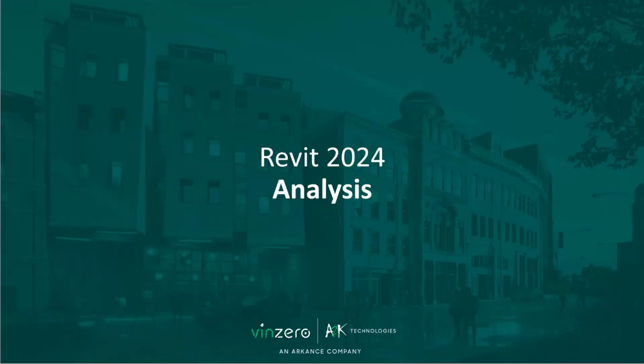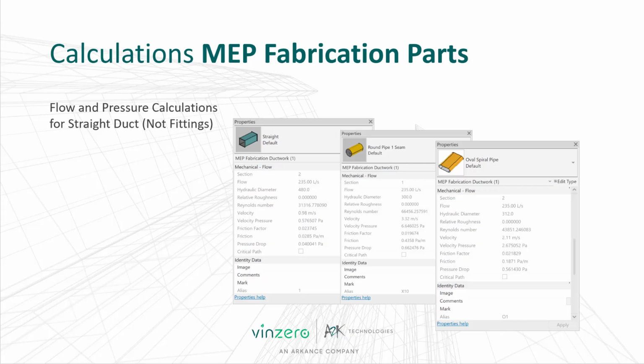Revit 2024 Analysis. Flow and pressure calculations from MEP fabrication parts are now available. This can make the process more efficient when designing and reviewing fabrication models, allowing for the ease of workflow between design and fabrication processes. However, this is still only available for straights and not fittings.